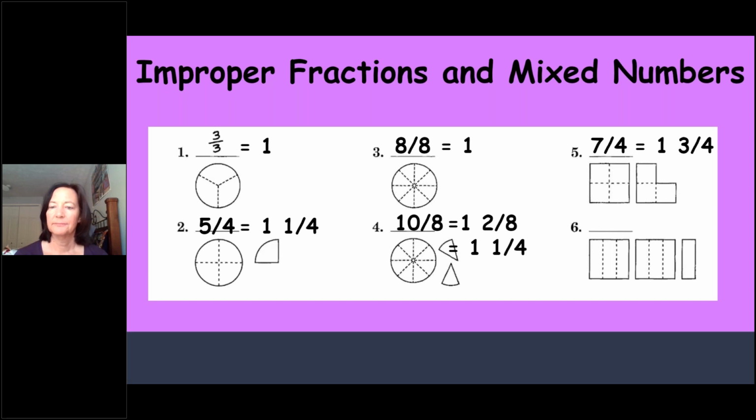I don't know. Are we counting each rectangle as a 3? Yeah, the rectangles with the dotted lines are all going to be a third. So how many of those rectangles do we have? It's 6 of them, so it would be 7 over 3. See, and they get very tricky.